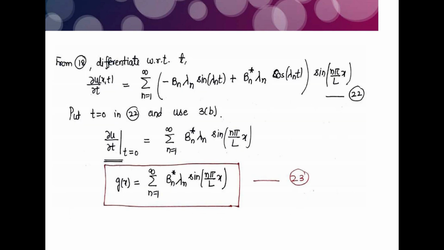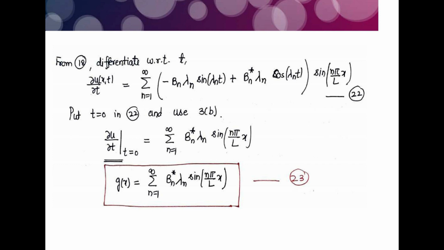And now start from equation number 18. Differentiate with respect to t. The derivative of u with respect to t is given by equation number 22, which is summation over n from 1 to infinity of minus capital Bn lambda n sine lambda n t plus capital Bn star lambda n cos of lambda n t, multiplied by sine n pi over L x.